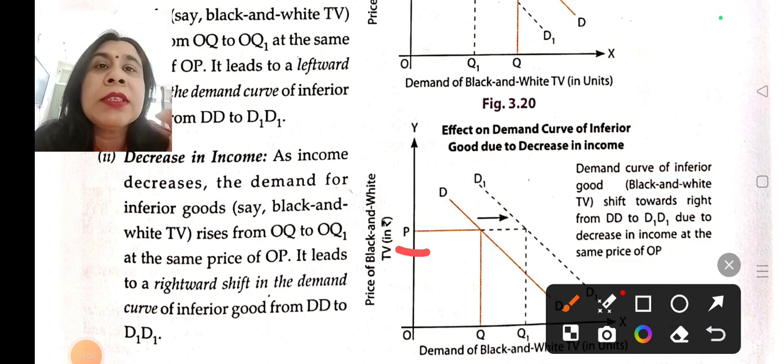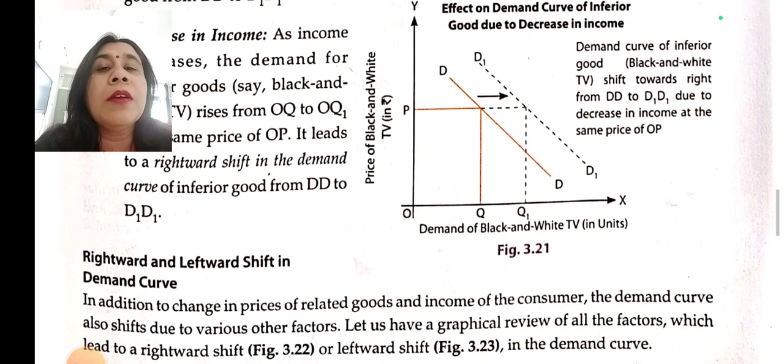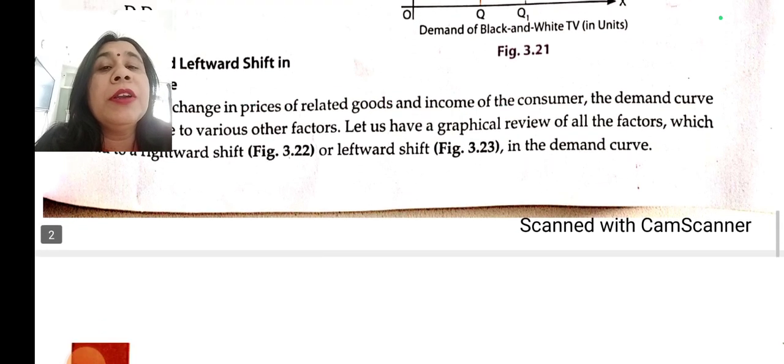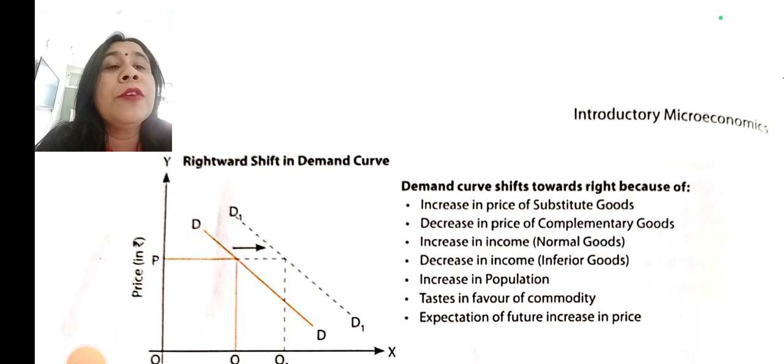Now he has less money to spend, so he will start using inferior goods and the demand curve will shift from DD to D1. You will be easily able to understand once you practice it yourself. Start making the graph. So this is rightward and leftward shift of the demand curve. You can just see rightward shift of the demand curve.